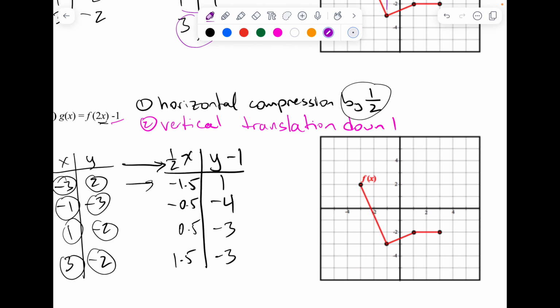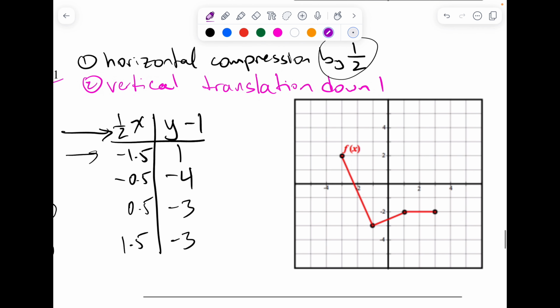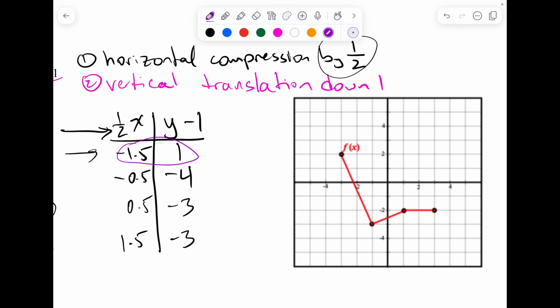Let's see what that looks like. So our x value is negative 1.5, 1. So negative 1.5, 1. So this point has been compressed by a half. So it's been brought half closer to the axis. And it's been brought down 1. So halfway as close and down 1.